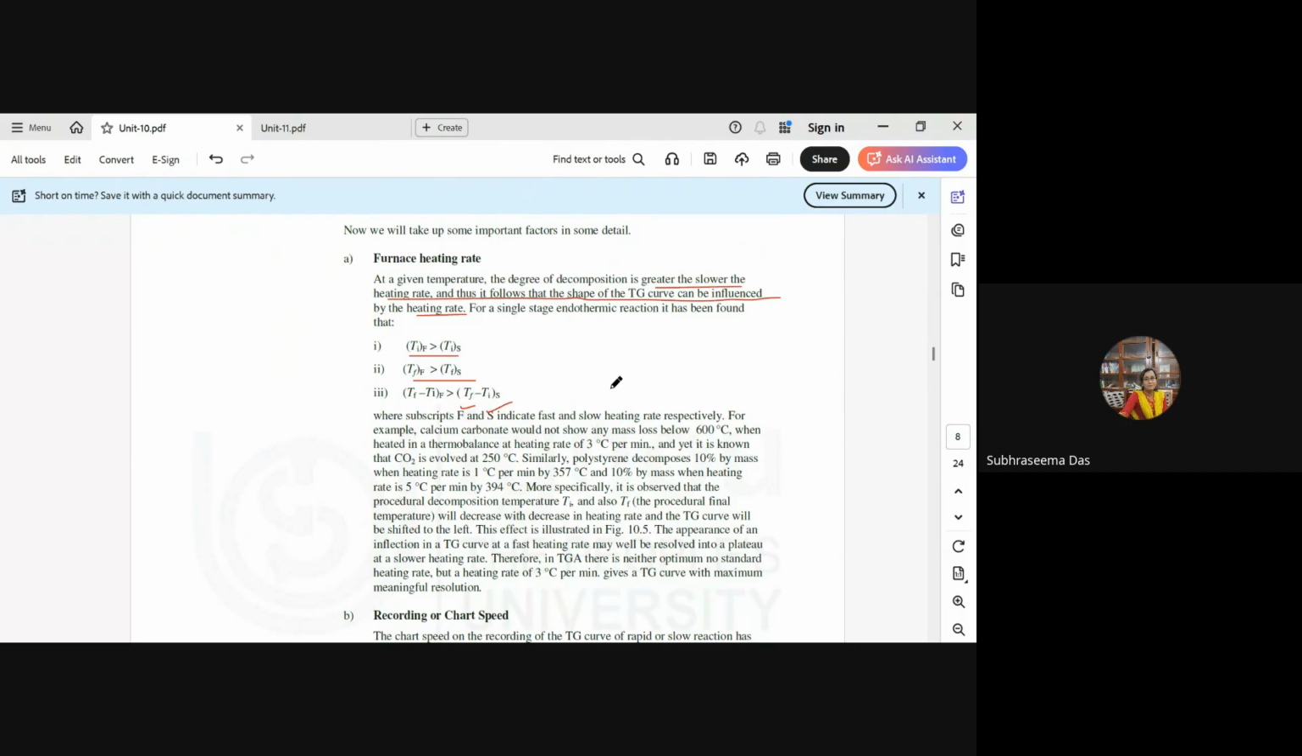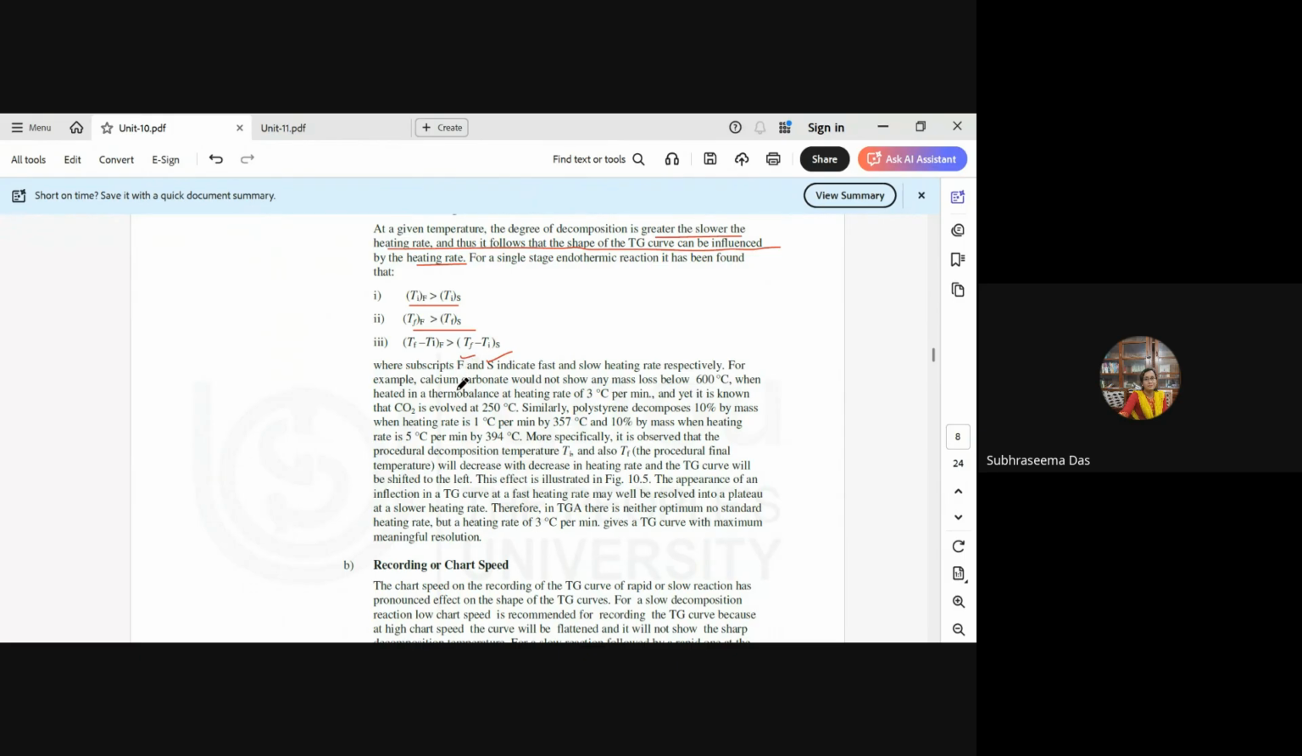To understand this, let us take an example. Calcium carbonate would not show any mass loss below 600 degrees centigrade when it is heated in a thermobalance at a rate of 3 degrees centigrade per minute. But we know that carbon dioxide is evolved at 250 degrees centigrade. Similarly, polystyrene decomposes only by 10% when the heating rate is 1 degree centigrade per minute, and decomposes 10% by mass when the heating rate is 5 degrees centigrade per minute. So it has been observed that both the initial and final procedural temperatures decrease with decreasing heating rate, and the TG curve will be shifted towards the left.